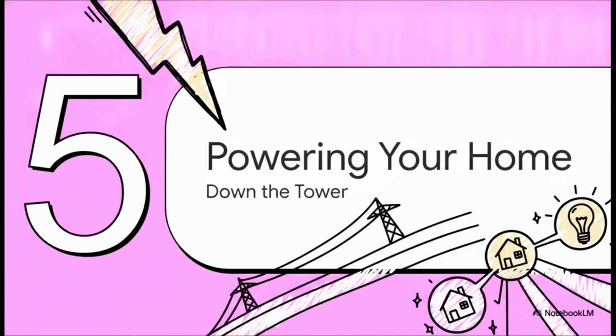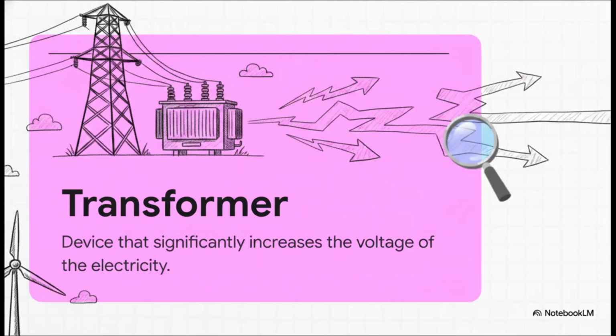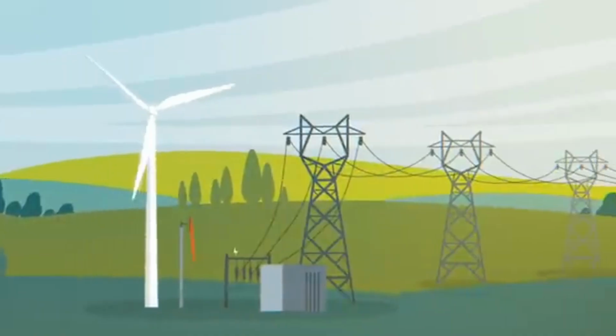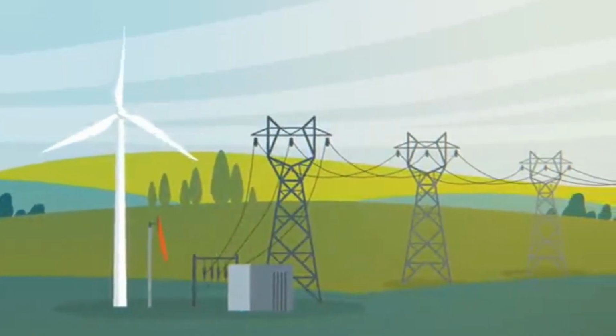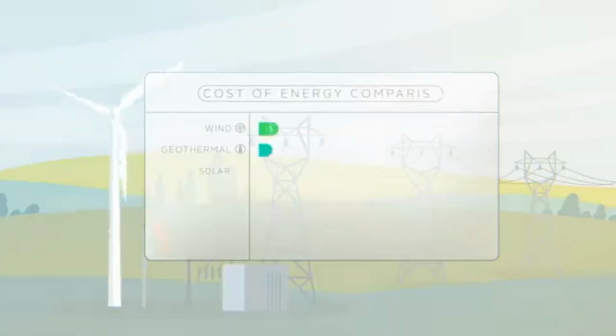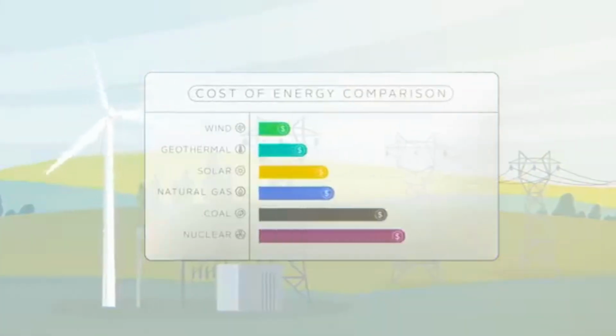Section 5. Powering your home. Let's follow this newly created energy on its journey down the tower and out into our world. Before it can travel very far, the electricity meets the transformer. And a transformer is exactly what it sounds like. It's a device that preps the electricity for a really long journey by significantly boosting its voltage. It basically gives the power the extra muscle it needs to travel long distances across the grid without losing its strength along the way. Think of it like a final relay race.